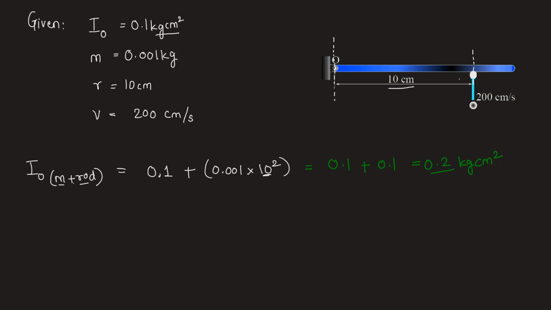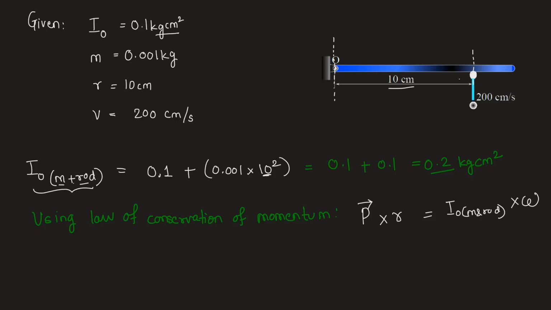Now angular velocity of the rod can be found out using the law of conservation of momentum. So we write, using law of conservation of momentum, we have the angular momentum of point mass before striking will be equal to the angular momentum of point mass after striking. So how do we write it? Linear momentum P into the distance R will be equal to this modified mass moment of inertia I naught of mass and rod into angular velocity omega. On both sides we can see that angular momentum is written but using different terms. So we need to find omega.